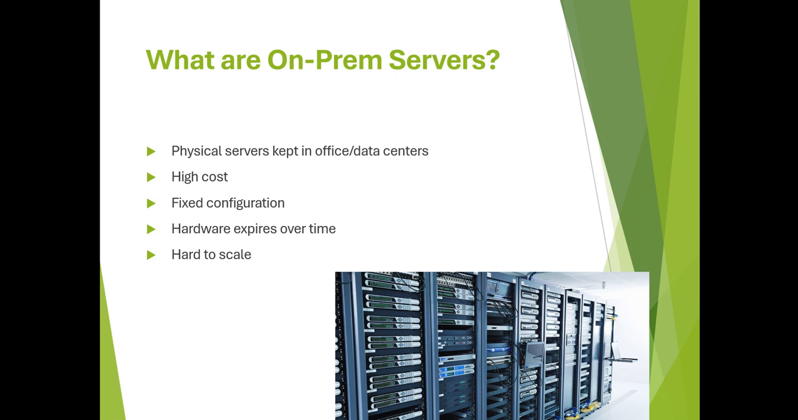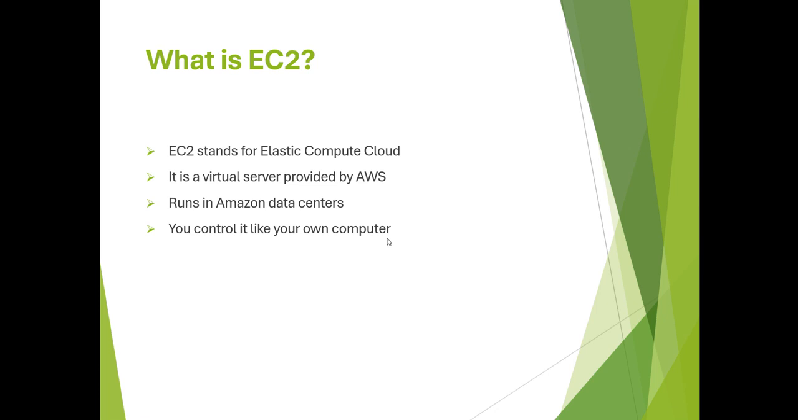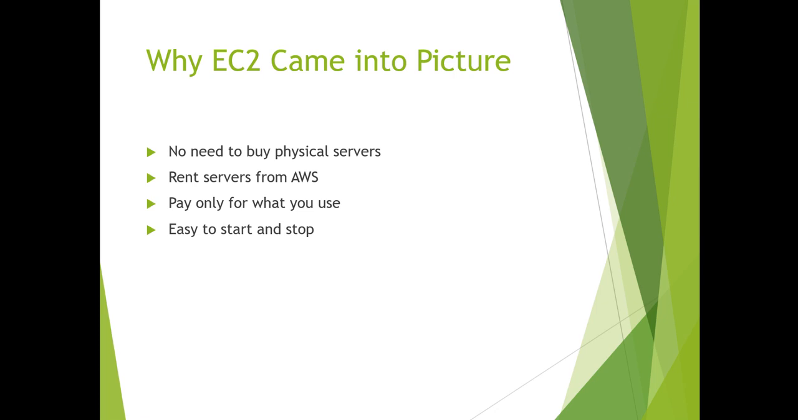Before we jump into how EC2 works, we need to understand what is EC2. EC2 stands for Elastic Compute Cloud. So it is a virtual server provided by AWS Cloud Services. And this server runs in Amazon data centers. Once you rent the server, you can operate it like your own computer.